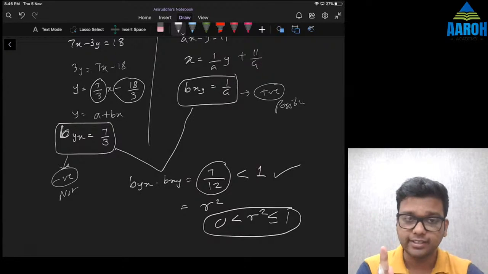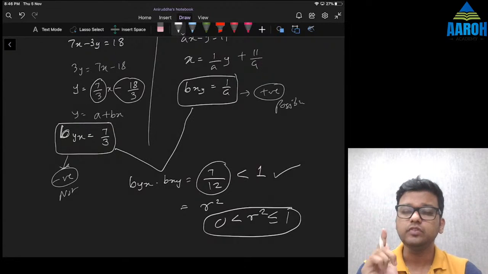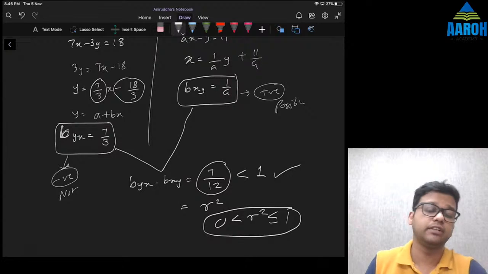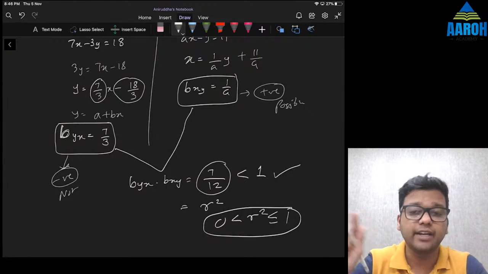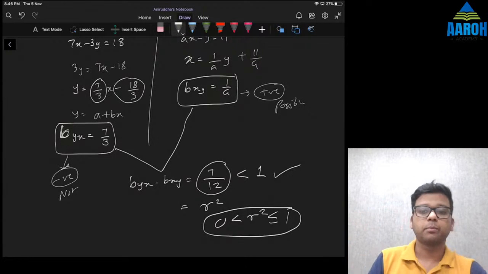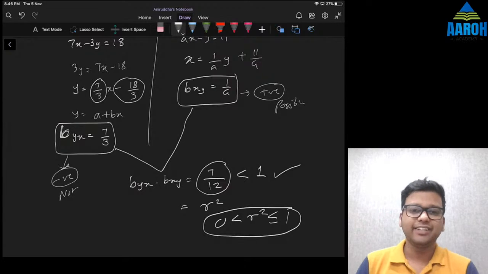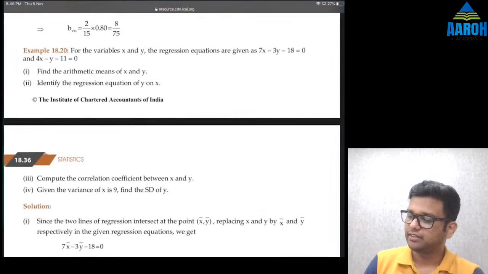There is one such question in the exercise, go through that. It gives an answer like this, and the answer to that is none of these, option D. Fine, clear? If yes, let's solve the last two parts of that.